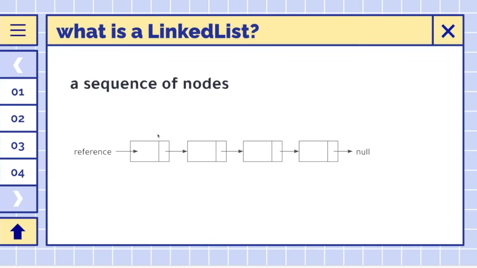So at the very start, there is a reference that has the address of the first node here. And from that point on, each node has the address of the next node along with its value. And at the very end, the last node's next is just a null. So that's when you know that it's the last node. The last node is also called the tail node, and the first node is also called the head.